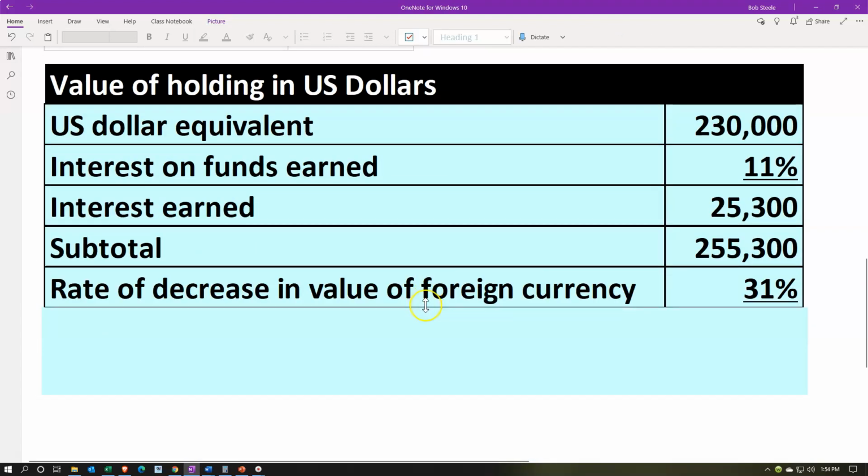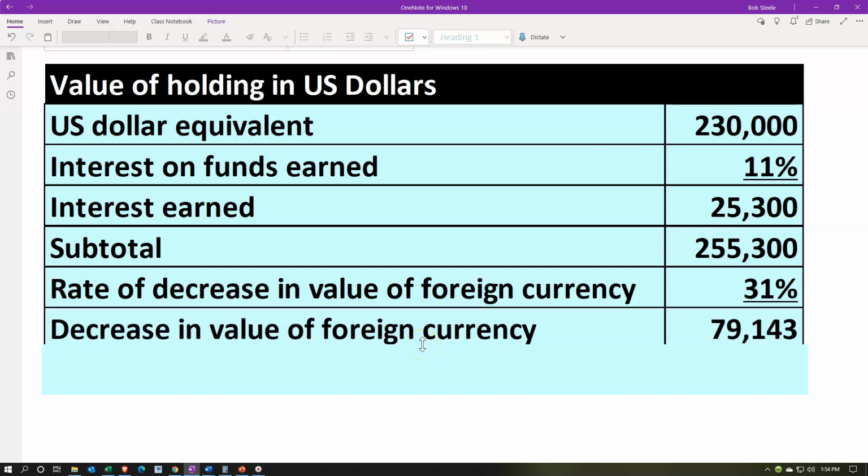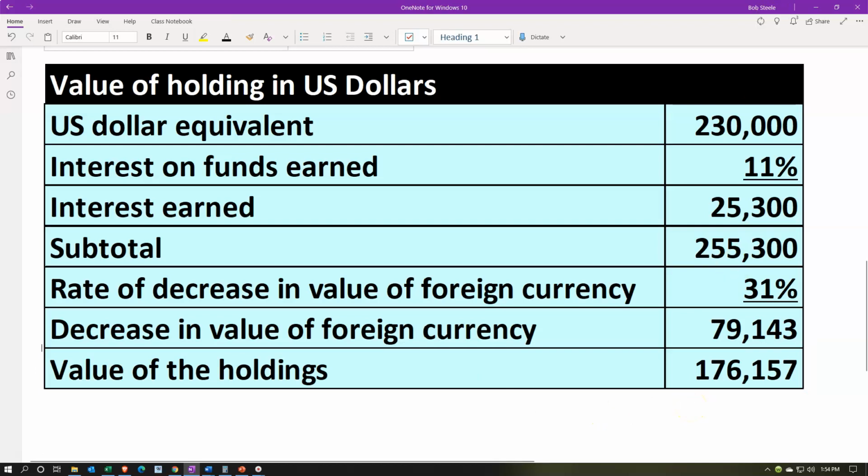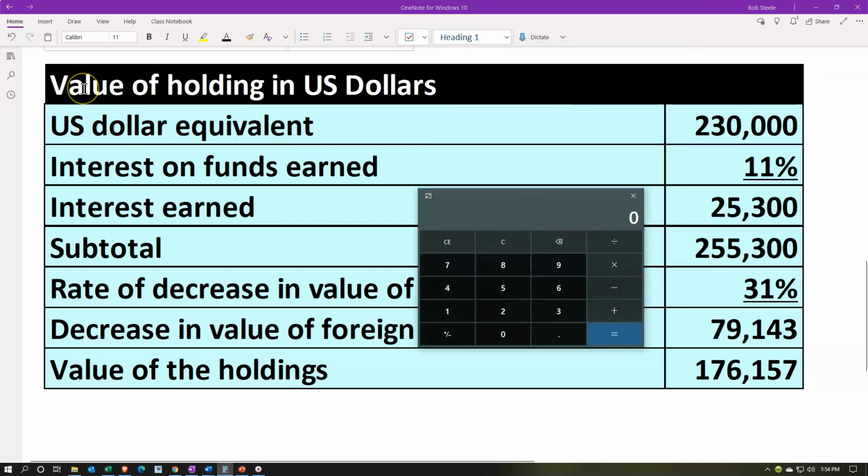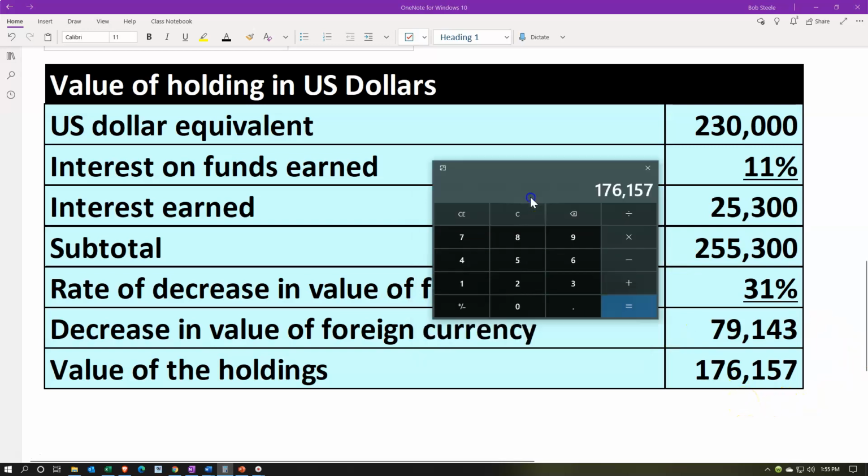And then we have to consider the rate of decrease in the value of the foreign currency, which went down with relation to the US dollar by 31%. That means it went down by 79,143, and the 255,300 minus the 79,143 would give us a value of 176,157. Let's do that a couple ways. We can take the 255,300 times the decrease, 0.31, which gives us the 79,143, and subtract that from the 255,300, and that gives us the 176,157. Or we can take 100% minus 31%, which leaves us with 69%, times the 255,300, and that'll give us that 176,157 a little bit more quickly.